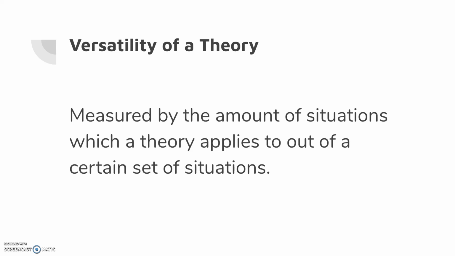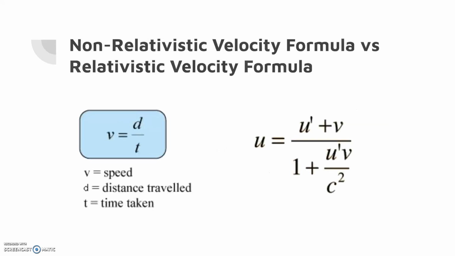However, this method is weak in how it defines applies. What if a theory produces an answer that is very close to the correct answer, like the non-relativistic velocity formula? Should its versatility be equivalent to a theory that produces highly incorrect answers? Obviously not, so we must adjust our definition accordingly.